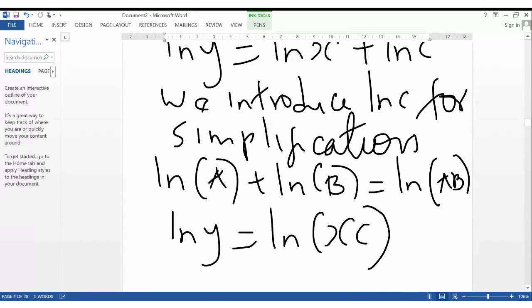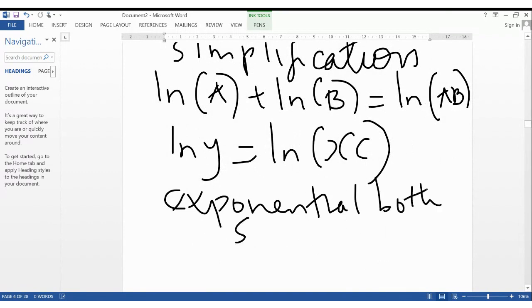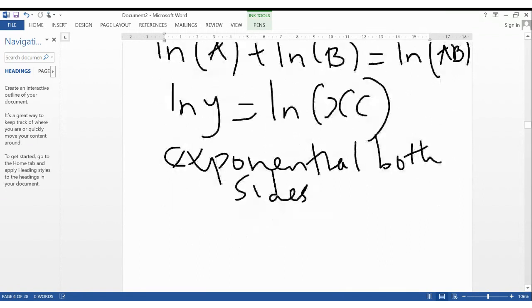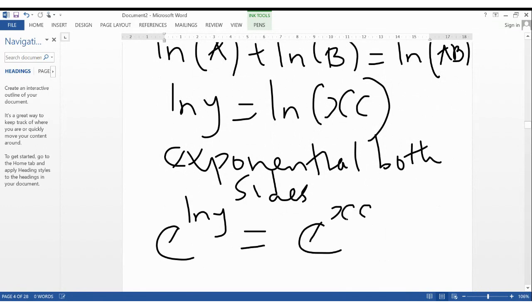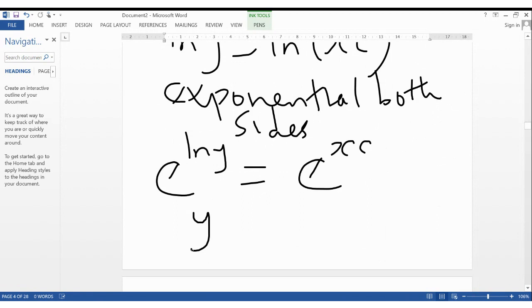And for this one, I can introduce the exponential on both sides. Check this one out. If I introduce the exponential on both sides, I'll have e^(ln y) is equal to e^(ln xc). And then this side, e^(ln y) is the same as y. And e^(xc) should just remain like that. I don't think there's another way I can simplify this one. So y is equal to the exponential of xc, and I believe you'll see some answers like those.